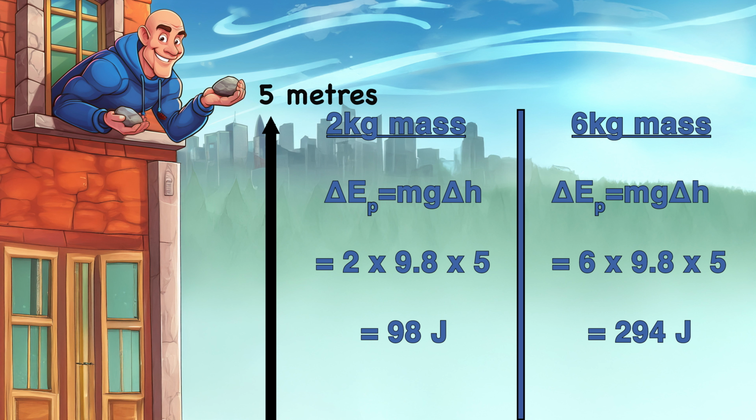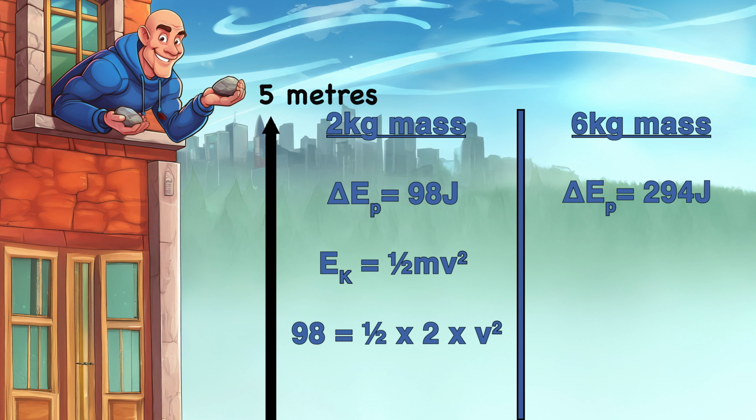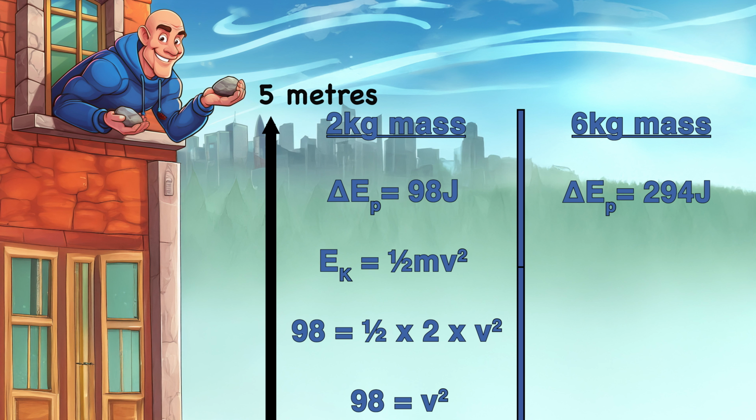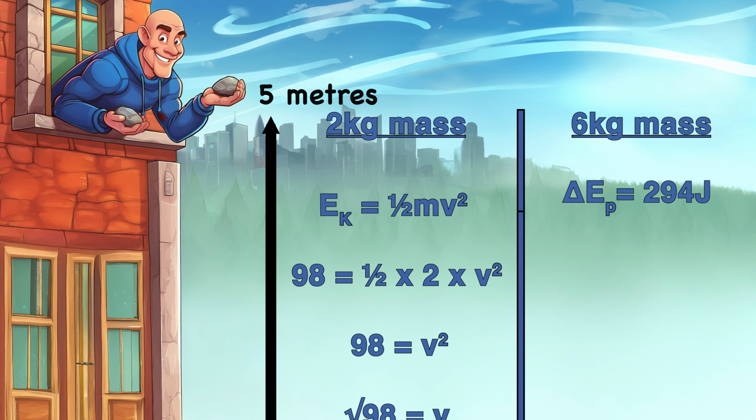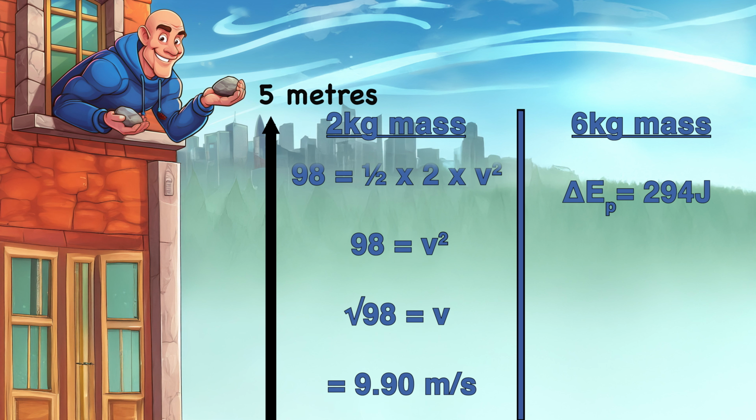Let's start with the 2 kilogram mass. So the kinetic energy is half mv squared. So as we said, that kinetic energy becomes 98 joules, which is half times 2 times v squared. We can simplify this, so 98 equals v squared. And so v equals the square root of 98, which is 9.9 metres per second.